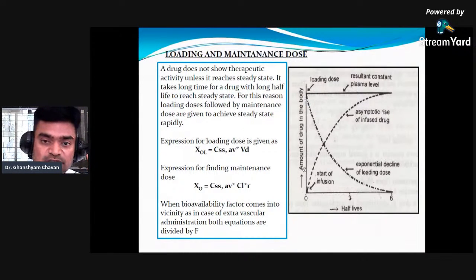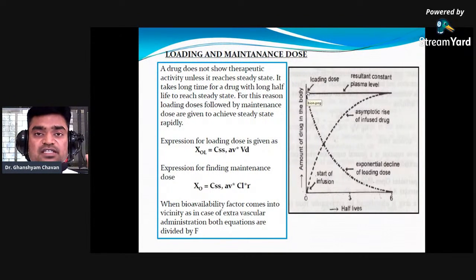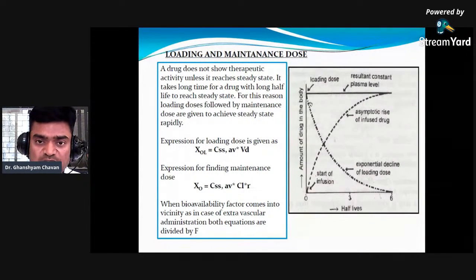Here the amount of drug in the body means the blood concentration, and this is the half-life. As you give the loading dose, the blood concentration of the drug immediately rises here. You can see it has been raised, and slowly it will decline like this. So at the beginning, when you want the effect of the drug from the start, you have to give the loading dose.